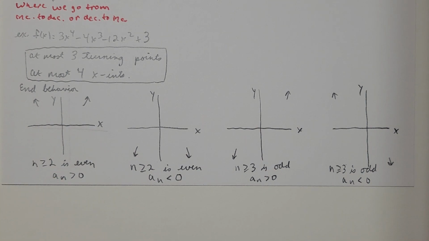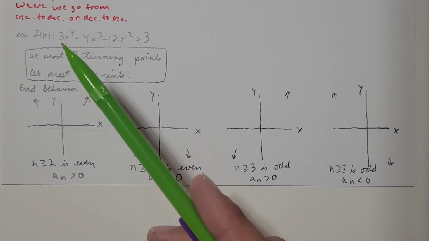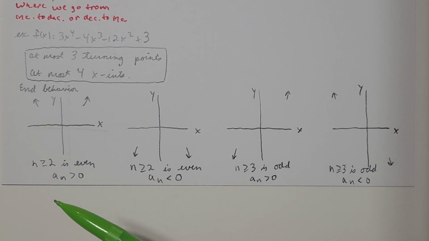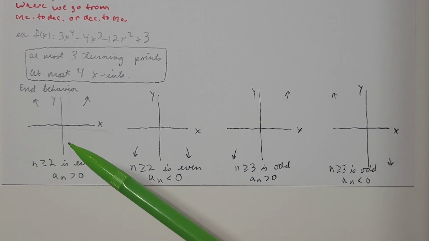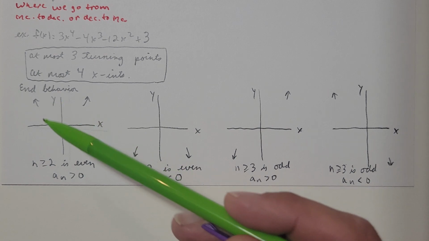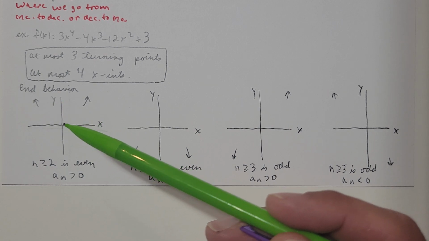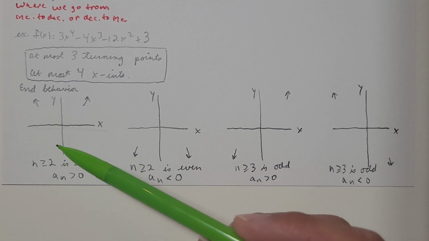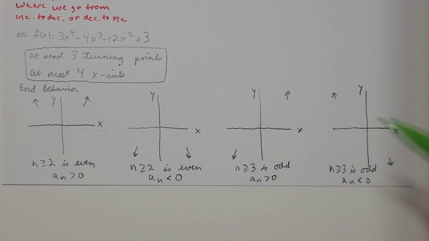One of the things that we're going to have to know here is the end behavior of a function. If n is an even number that's greater than or equal to 2, and a sub n, the leading term, is positive, then the graph is going to open up on both ends. I don't know what's happening in the middle. I might take 2 turns or 3 turns or 48 turns or whatever. All I know is that it's going to open up on both ends.